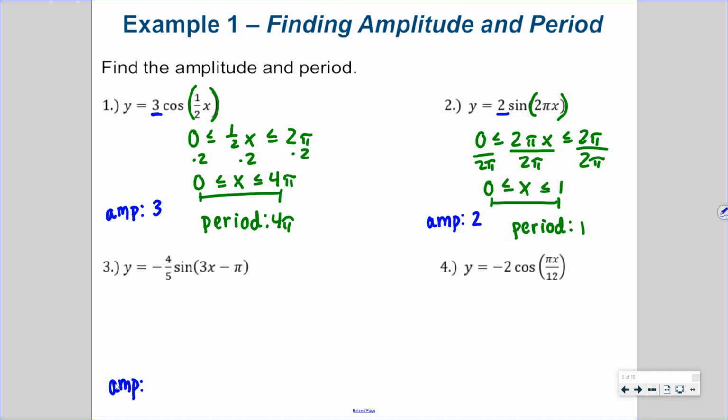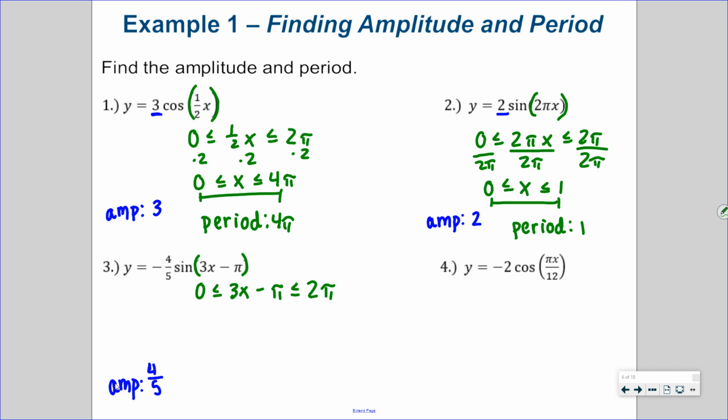All right, what's the amplitude in number 3? 4/5. 4/5, not negative. 4/5. Amplitude is always positive. Negative means it's going to be reflected. Amplitude is the absolute value of a. All right, this period, we have a little bit more going on here. I have 3x minus pi. So all of that goes in your inequality.